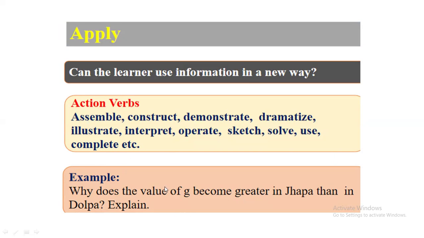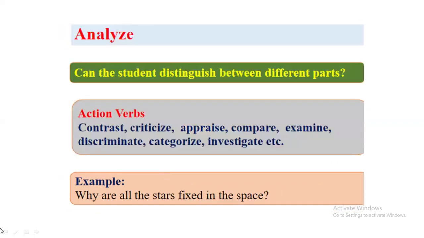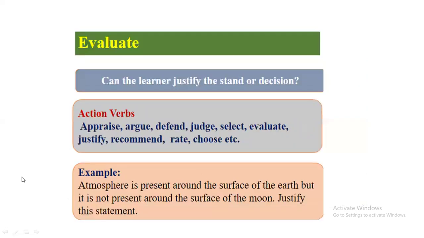Why does the value of g become greater at the poles than at the equator? Explain. Analyze: can the students distinguish between different parts? Construct, criticize, appraise, compare, examine, discriminate, categorize, investigate. Why are all the stars fixed in space?